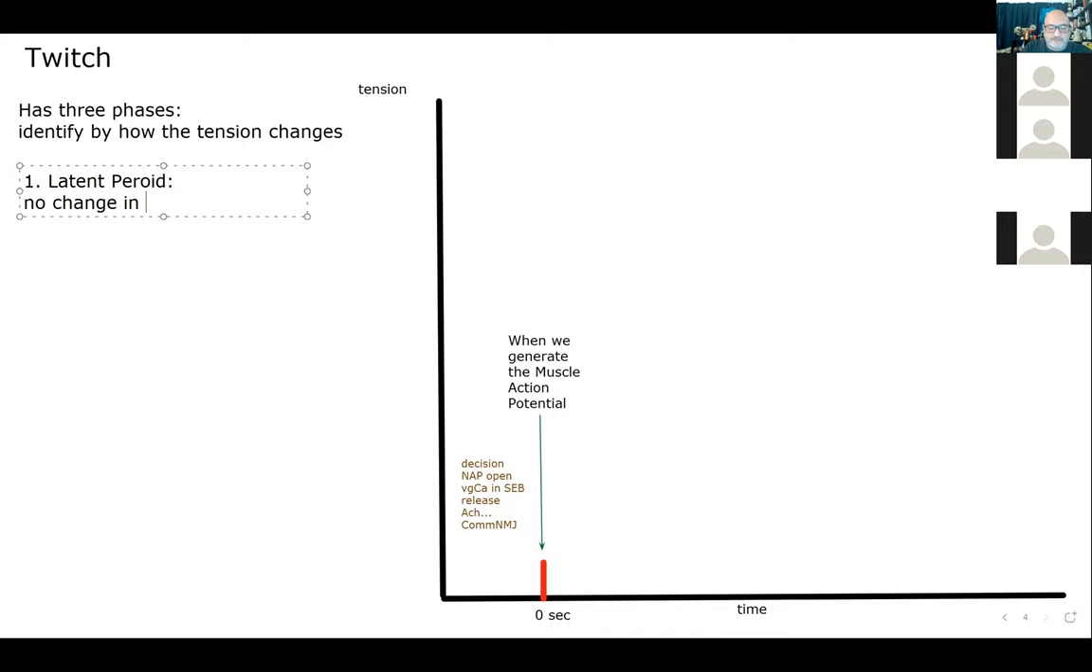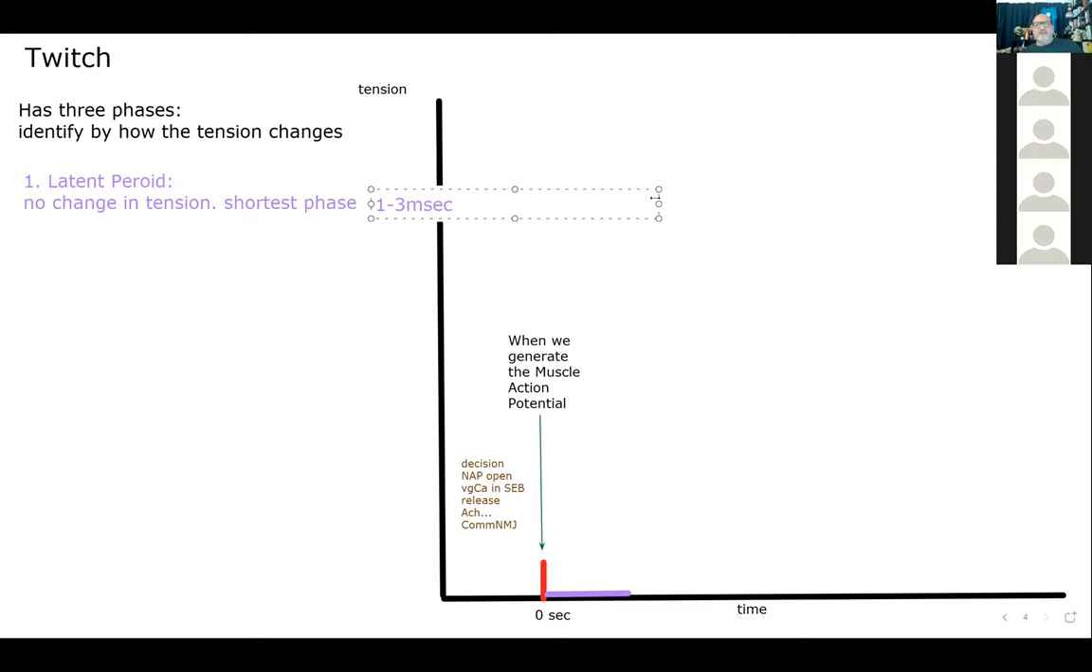Now, this is the shortest phase. Oops, so I spell short right. There you go. And let's go ahead and make this purple. During the latent phase, there is no change in tension. The tension stays zero. Again, this is a very short period of time. We're talking about usually 1 to 2 milliseconds. So this is a very, very short period of time.